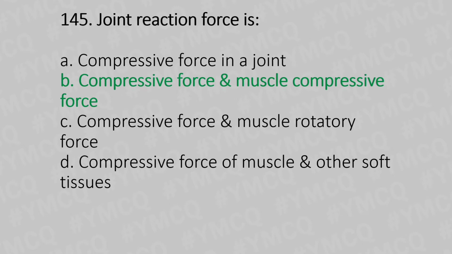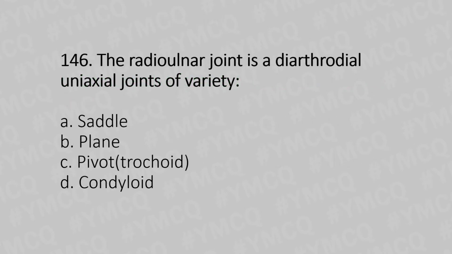Now let's move to question number 146. The radioulnar joint is a diarthrodial uniaxial joint of variety: option A, saddle joint; option B, plane joint; option C, pivot joint; option D, condyloid joint. And the answer is option C, pivot joint.